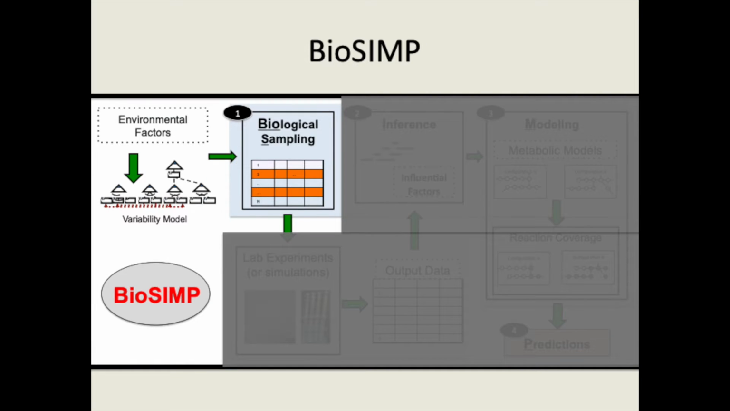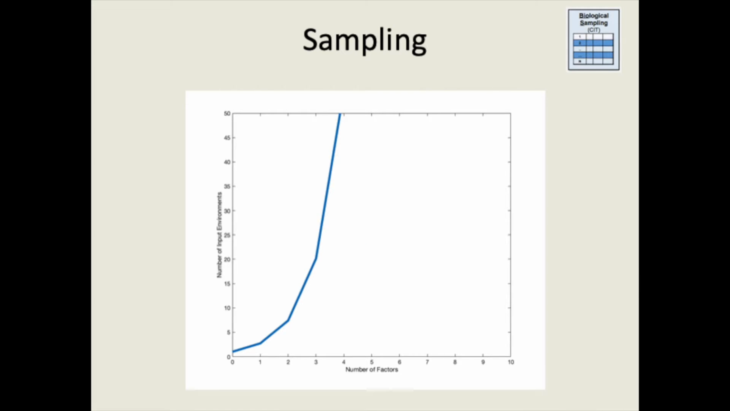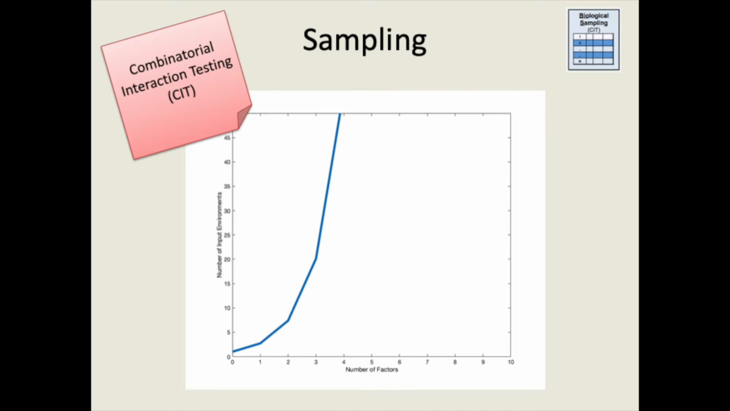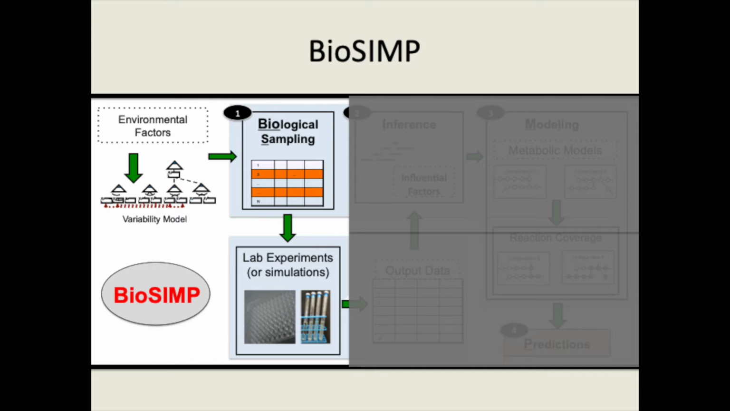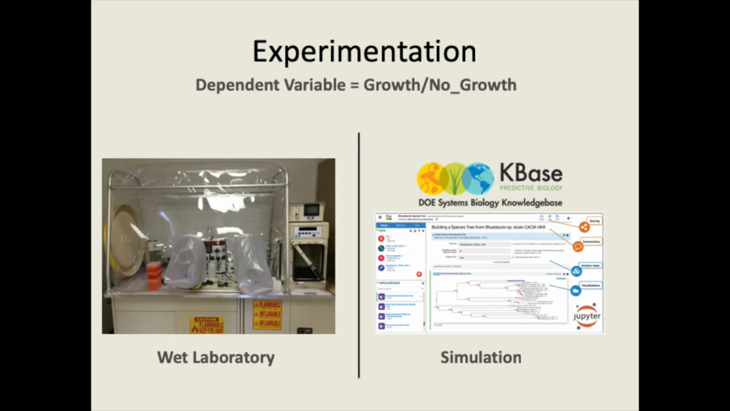The next step is to sample this combinatorial space in case it is too large. As we saw before, the combinatorial space of possible input environments explodes exponentially. However, by using methods of sampling, such as combinatorial interaction testing from software engineering, we can significantly reduce this space to a logarithmic function. Next, we run experiments on these chosen samples. In this work, our dependent variable, or phenotype, that we study is the growth of the organism. It either grows or it doesn't grow.